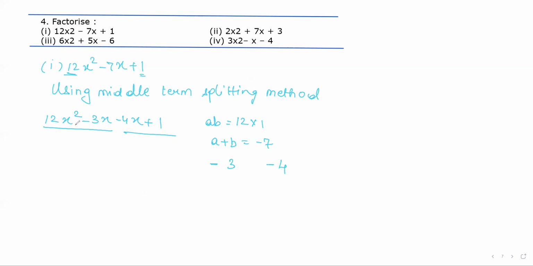I will take 3x common in the first two terms, and you're left with 4x minus 1. Plus, in minus 4x minus 1, you can take minus 1 common and you're left with 4x minus 1. Now 4x minus 1 is common in the first term and second term, leaving 3x minus 1.